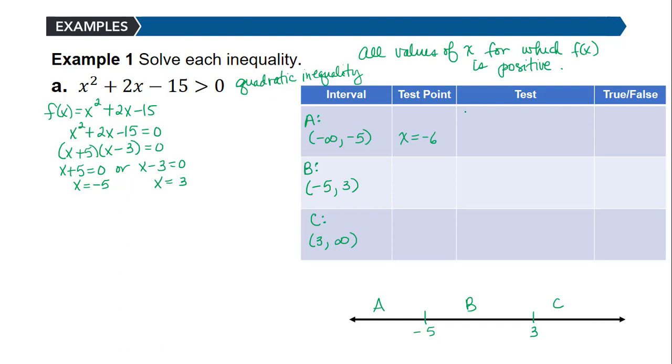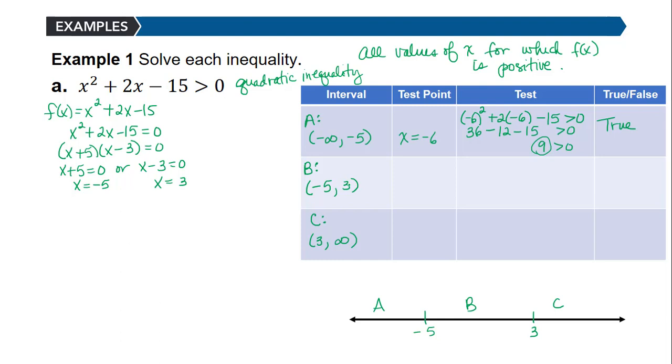If I plug in -6, I would have -6 quantity squared plus 2 times -6 minus 15. And I want to see, is this result a positive value? Is it greater than 0? This gives me 36 minus 12 minus 15. Is that greater than 0? Well, this is 24 minus 15, or 9, which is greater than 0. So this is true. So this is saying that that test point of -6 has a positive output value.